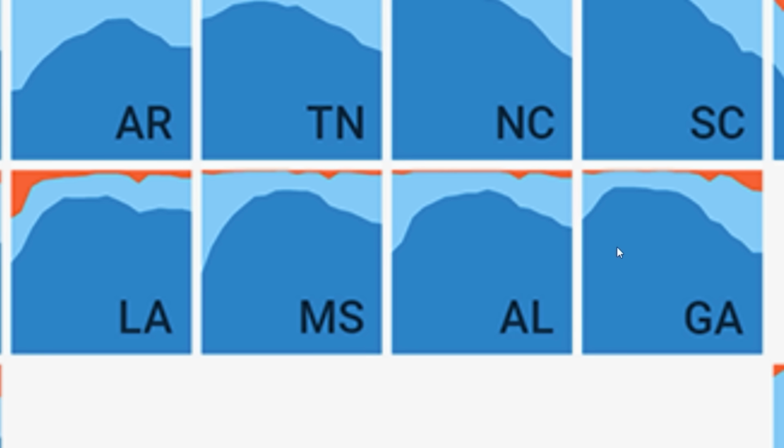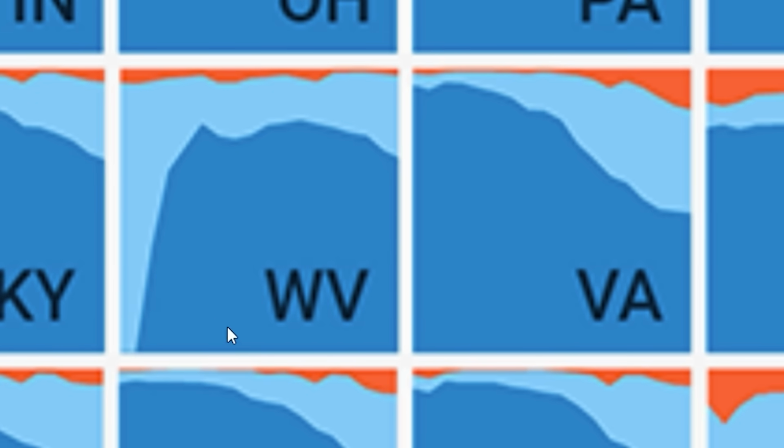The absolute craziest, though, has got to be the Deep South. These people are born here and they just stay there forever. Alabama, Louisiana, Mississippi. West Virginia here looks kind of weird, but that's because they weren't around. They were just Virginia. Everyone was coming from Virginia.